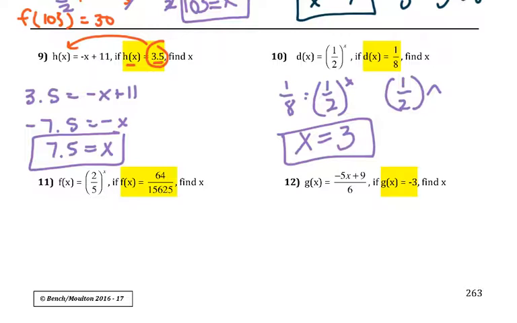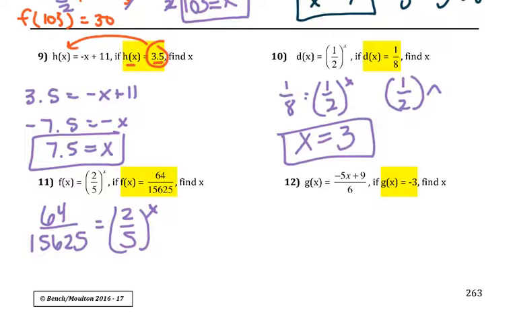Number 11, 64 over 15,625 is equal to 2/5 to the x power. So what I just said, you are just going to have to try different numbers and see what works. Now, your calculator is probably going to give you decimals because that's what they do, and so that's going to be a little bit hard.